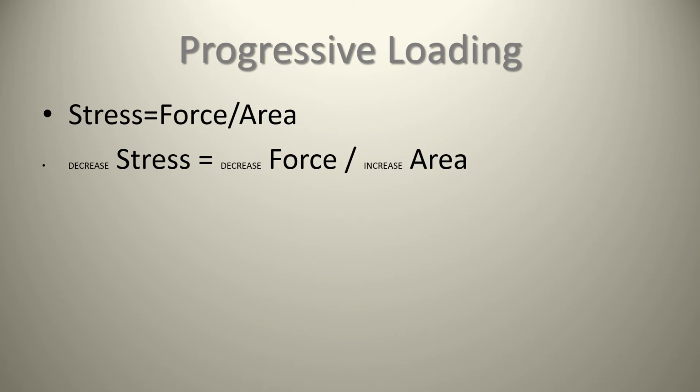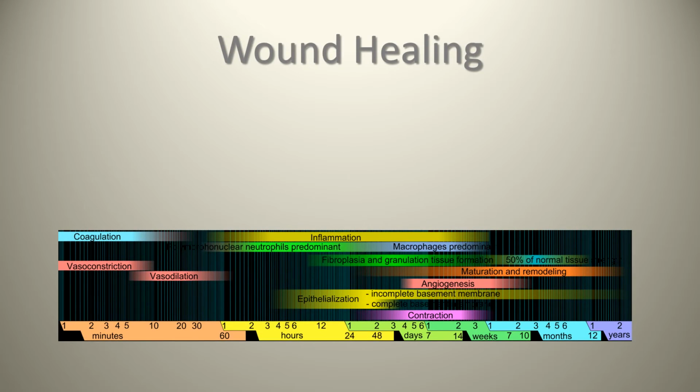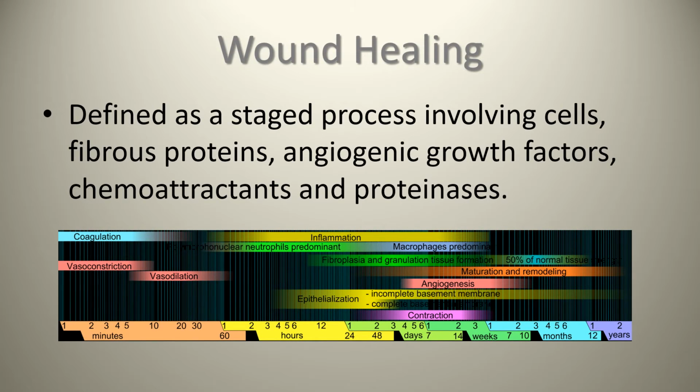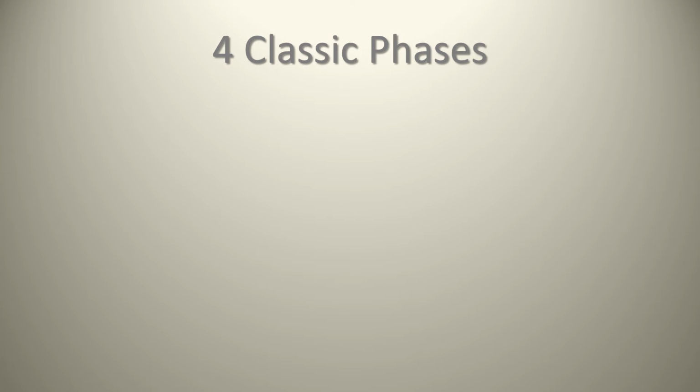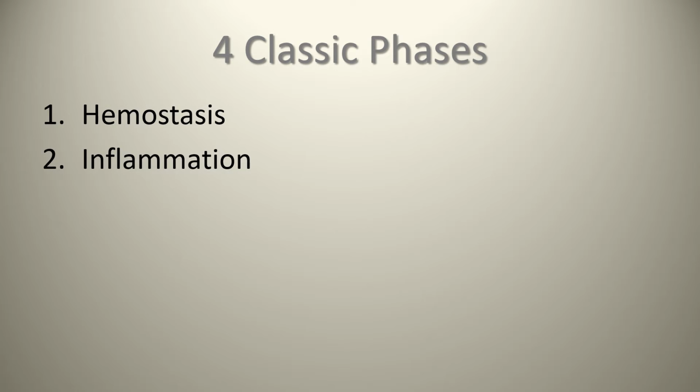Wound healing is what we're going to move on to next. Wound healing is basically defined as a staged process involving cells, fibers, proteins, angiogenic growth factors, chemoattractants, and proteinases. This is a process that can be defined in many different ways. Classically, the four ways that define wound healing would be: number one, hemostasis; number two, inflammation; number three, proliferation; and number four, remodeling. So let's talk about hemostasis.